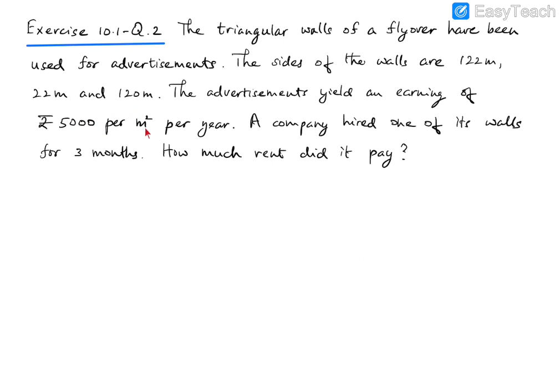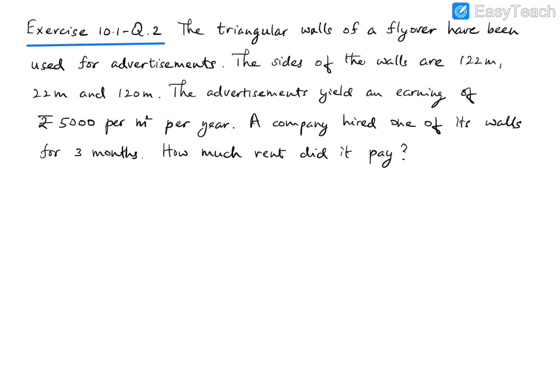So because we are given that each meter square costs 5,000 rupees, if you multiply the total area of the wall by the cost per square meter, we'll get the total cost of advertising on that entire wall per year. So once you have got the cost per year, we can divide it by 12 to get it for each month. And once we have obtained it for each month, we can get it for 3 months by multiplying it with 3. So that's the procedure we are going to adopt to solve this problem.